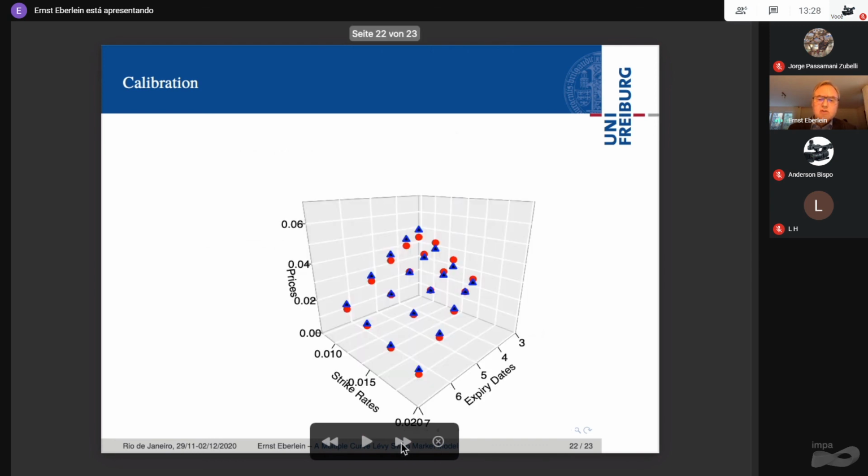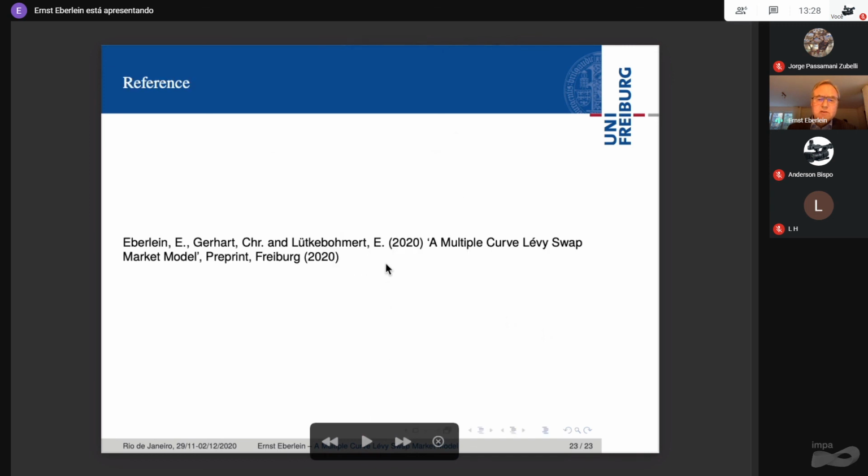And here I can show you a graph. The blue triangles are the data points from the market, the swaption prices, and the red points are the calibrated values. Actually, one gets the impression that there is a big difference, but there isn't. The differences are in the order of magnitude 10 to the minus 3. And this is what I wanted to show you. It is important that it is possible to implement it in this degree of generality. This is a preprint which is currently under revision. Thank you.